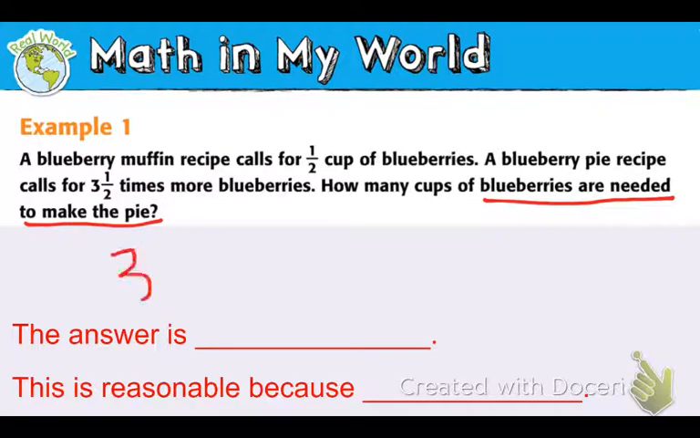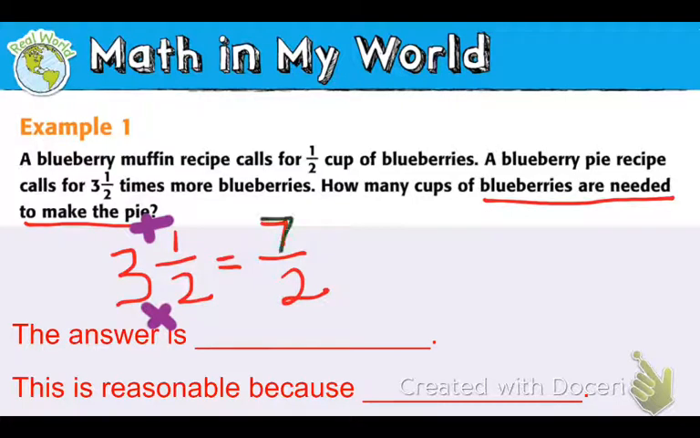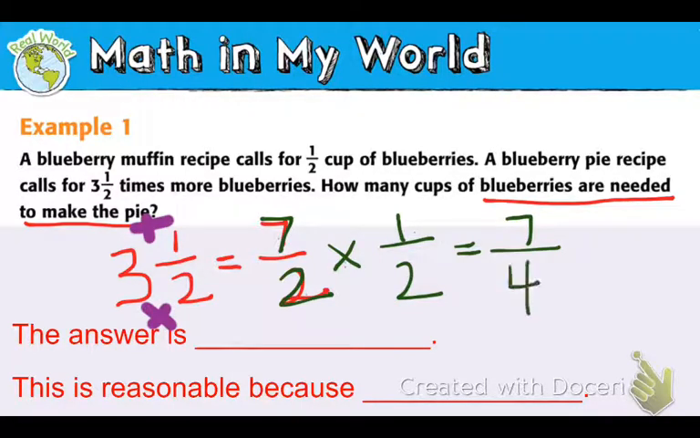Step 1, I'm going to go ahead and change 3 1/2 into an improper fraction. 3 times 2 plus the 1 is 2 times 3 is 6 plus the 1 is 7. Keep that same denominator. Now that I have an improper fraction where the number on top is larger than the number on bottom, I can go ahead and move on to step 2. Step 2 is where I get to multiply those numerators. So 7 times 1 is 7. Step 3, multiply the denominator. 2 times 2 is 4.